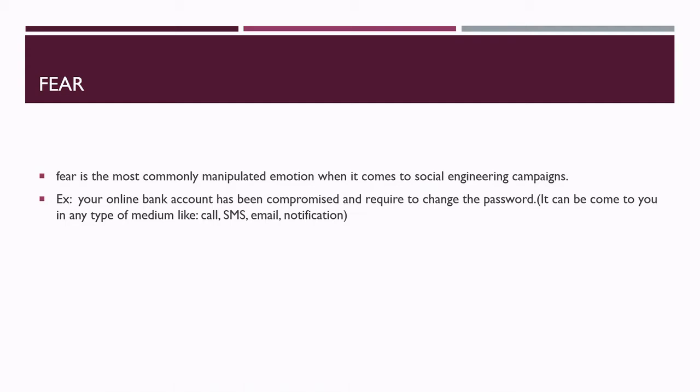Fear is the most commonly manipulated emotion in social engineering campaigns. For example, there is a very common one. It can come from any medium like SMS. You can get an email, you can get a call that your online bank account has been compromised. You have to change your password immediately. Do it in a hurry. So fear is very common.